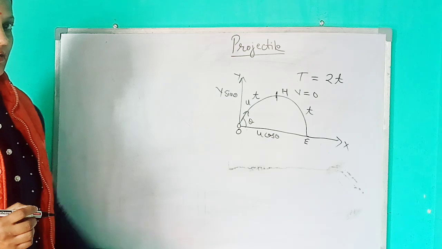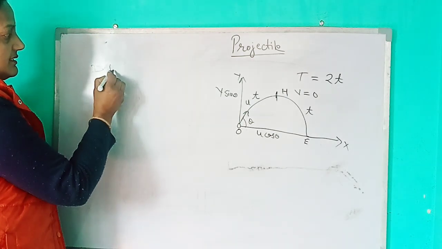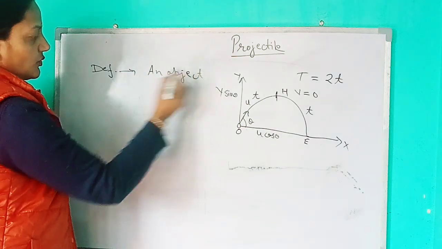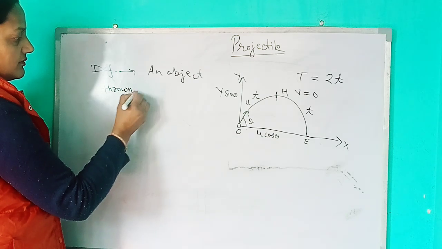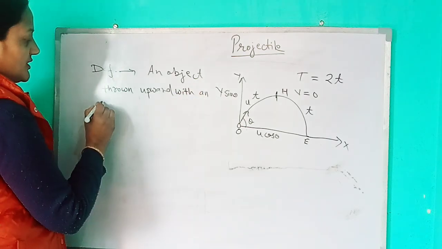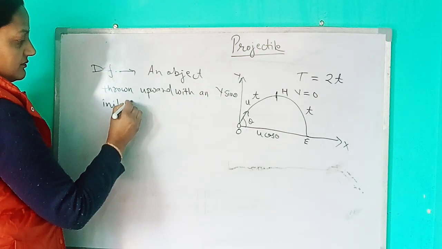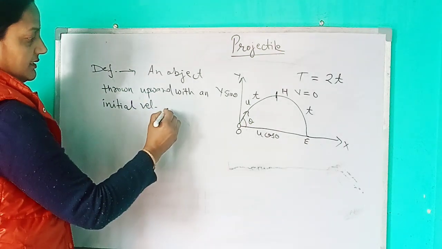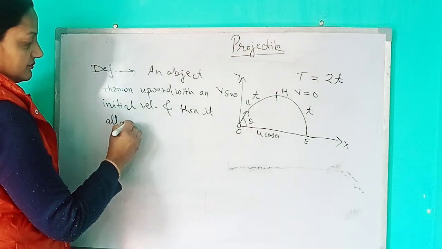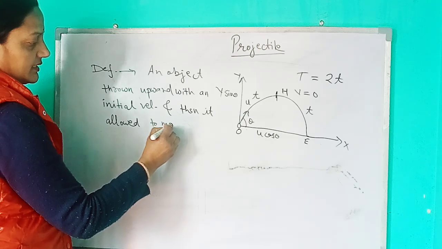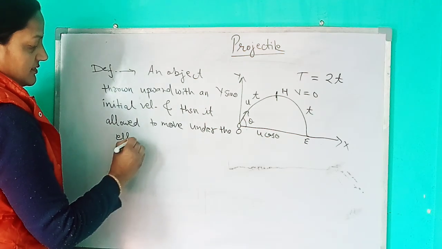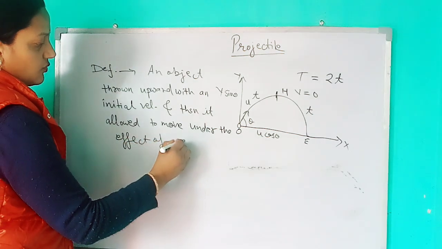So we can define projectile. The definition of projectile is: an object thrown upward with an initial velocity, and then allowed to move under the effect of gravity, is known as a projectile.